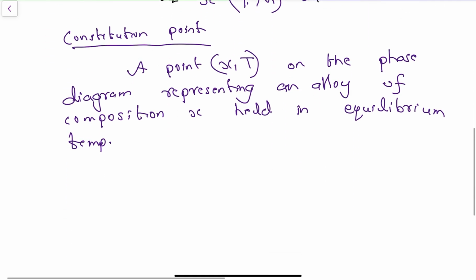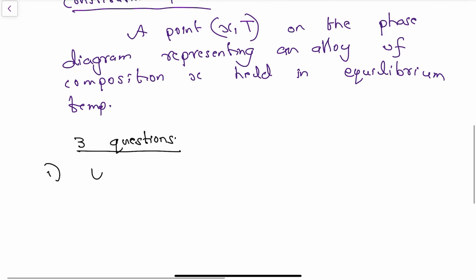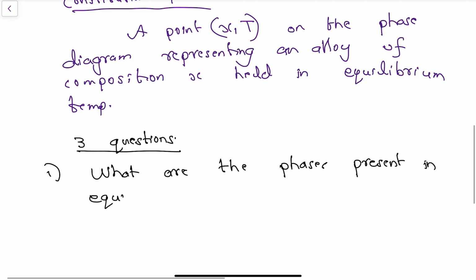So we have selected a constitution point. Now you know what a constitution point is. Then we will try to answer questions based upon this constitution point. We will ask three questions, which we need to be able to answer from the phase diagram. The first question is, what are the phases present in equilibrium?